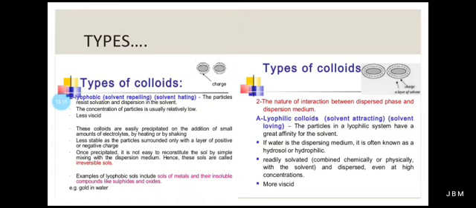The concentration of particles is usually relatively low and they are less viscid. These colloids are easily precipitated on the addition of a small amount of electrolytes, or by heating or by shaking. They are less stable, as the particles are surrounded only with a layer of positive or negative charge, and once precipitated it is not easy to reconstitute them by simple mixing with the dispersion medium. Examples include salts of metals and their insoluble compounds like sulfides and oxides, for example gold in water.